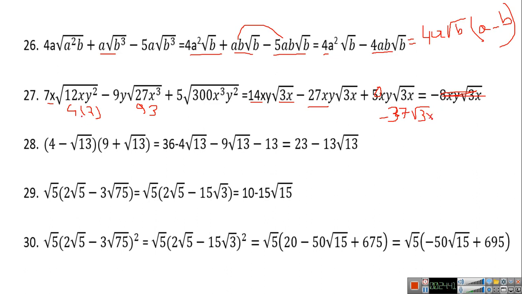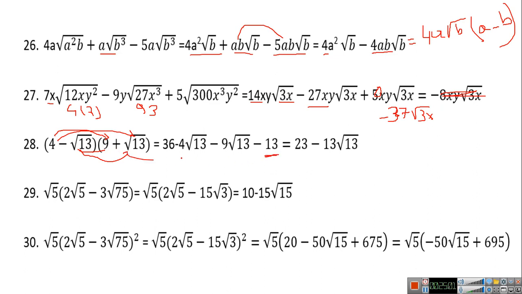Here you multiply, distributive property. 4 times 9, 36. 4 times root 13 is 4 root 13. Minus root 13 times 9 is minus 9 root 13. Minus root 13 times root 13. Root x times root x is x. So minus root 13 times root 13 is minus 13.